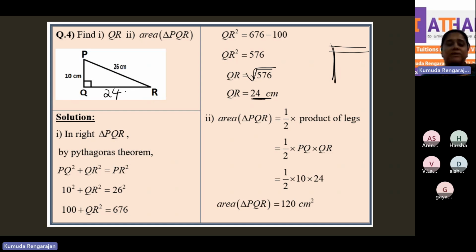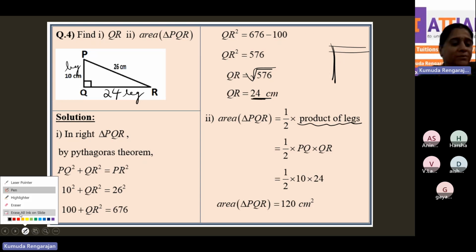Now the area of the triangle PQR is half into base into height. It's also given by a different formula, half product of legs. I told you this is one leg, this is the other leg. Hypotenuse is one side. The remaining two sides are the legs. So we also say half product of legs. What do you mean by product of legs? One leg into the other leg. Or half into base into height. It's the same.